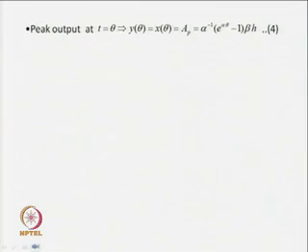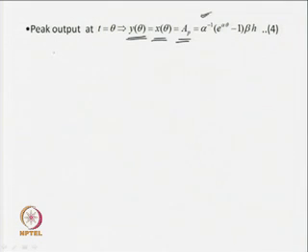Now, peak output of the system occurs at time t equal to theta. The expression for the peak output can be given in the form of y(theta) equal to x(theta), the peak amplitude, given as alpha inverse times e to the power alpha theta minus 1, times beta h. What has been done here in this expression? The t has been substituted by theta. Then we get the expression for the peak amplitude, peak output of the sustained oscillatory signal.